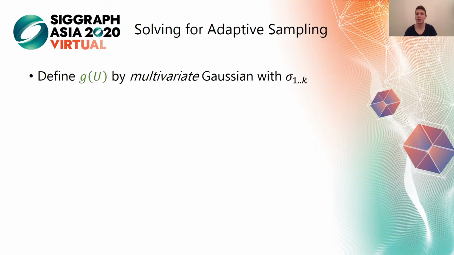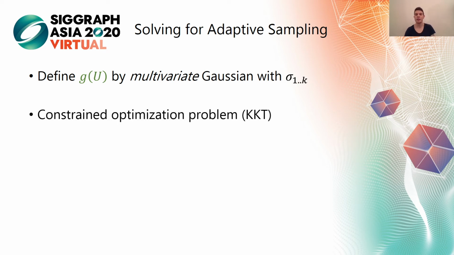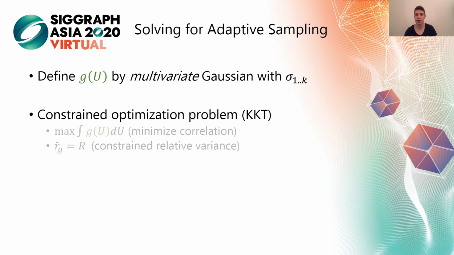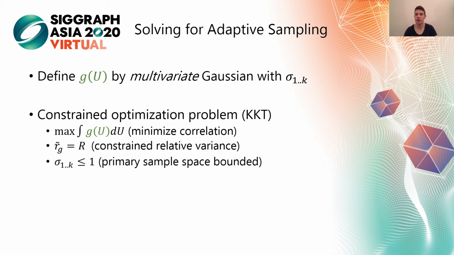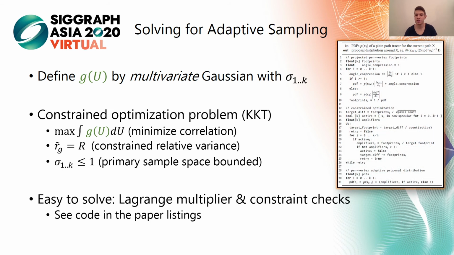In practice, we define our sampling regions as multivariate Gaussians centered around a current path x. Then, the optimization problem becomes a simple Karush-Kuhn-Tucker system. We define the constrained optimization in terms of the variance bounding ratio tilde r introduced earlier. Additional inequalities arise from the fact that the primary sample space is bounded within the unit hypercube. The system is very easy to solve analytically, essentially by computing a Lagrange multiplier until all conditions are met. This usually takes very few tries.